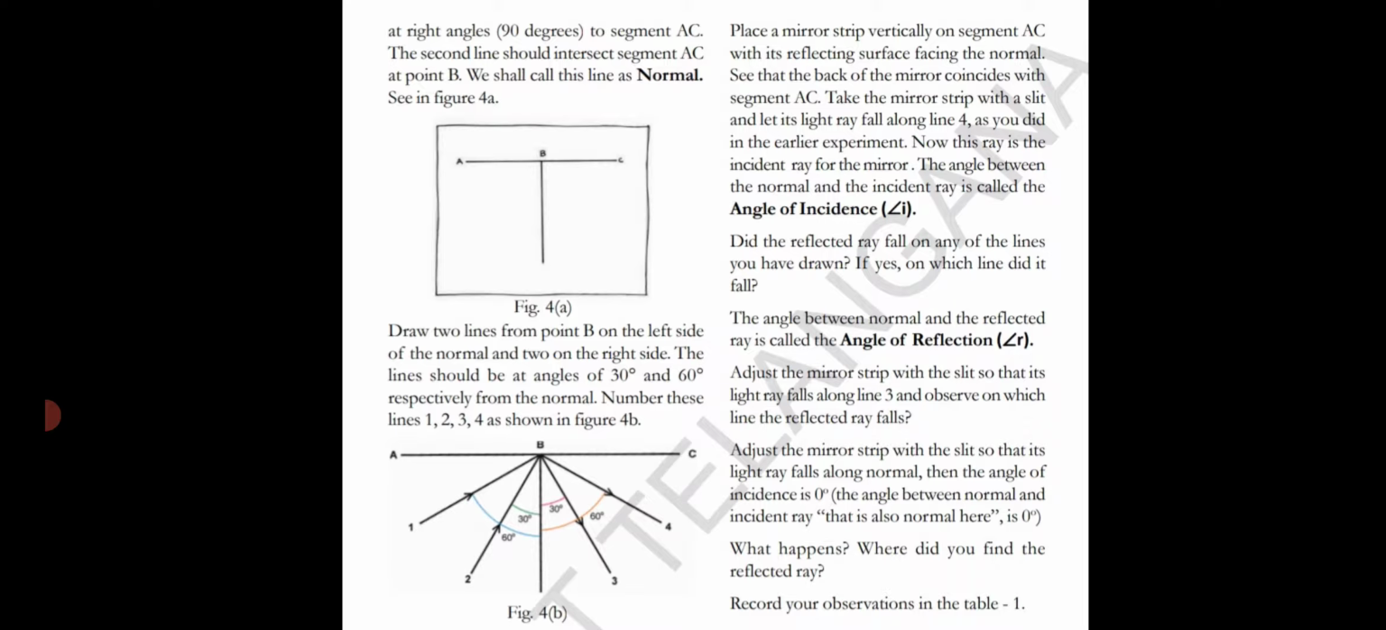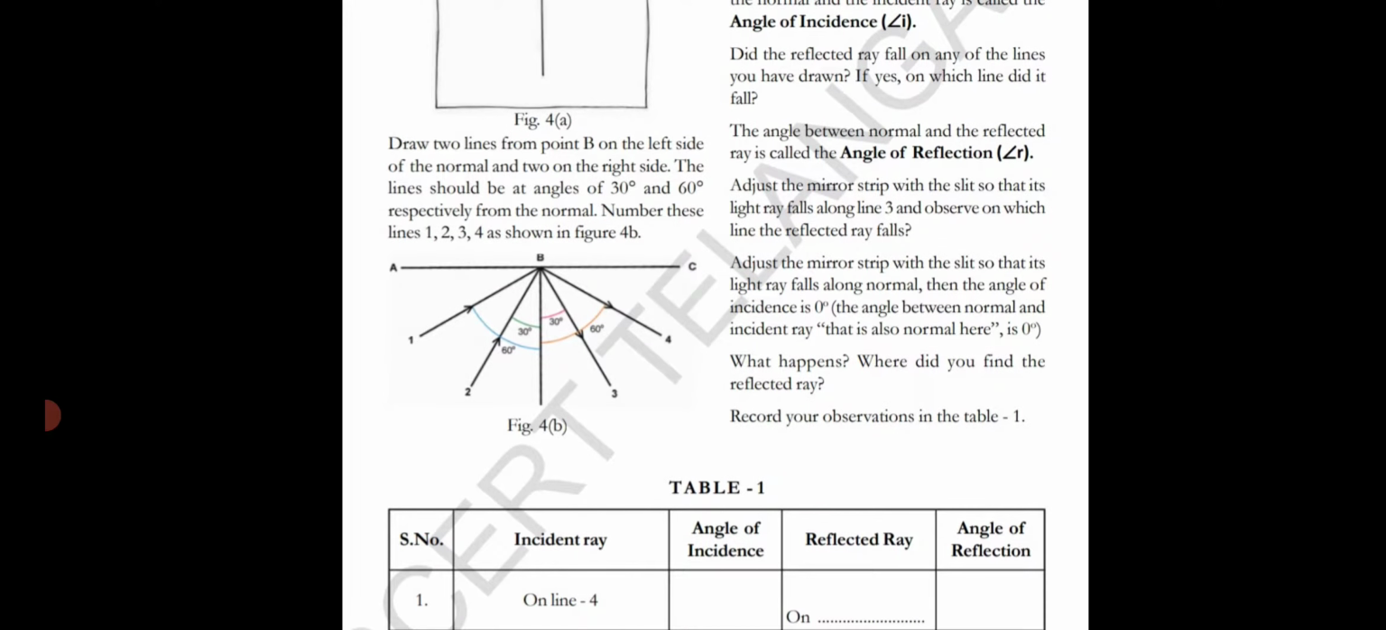AC is the horizontal line, and the perpendicular line we have drawn reaches it at point B. Draw two lines from point B on the left side of the normal and two on the right side, as shown in the figure 4B. The lines should be at angles of 30 degrees and 60 degrees respectively from the normal. Number these lines 1, 2, 3, 4 as shown in the figure 4B.